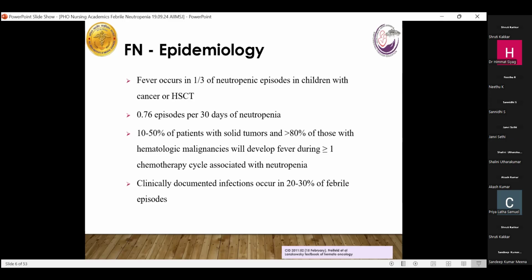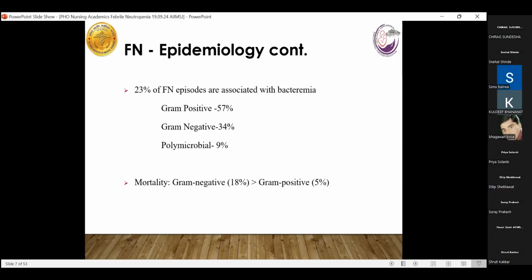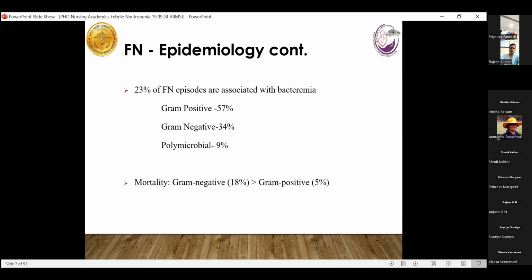And clinically documented infections occur in around 20 to 30% of febrile episodes. Episodes are associated with bacteremia, with gram-positive organisms around 57%, and with gram-negative organisms around 34%. But the mortality associated with gram-negative infections is more, that is 18%, as compared to gram-positive pathogens.